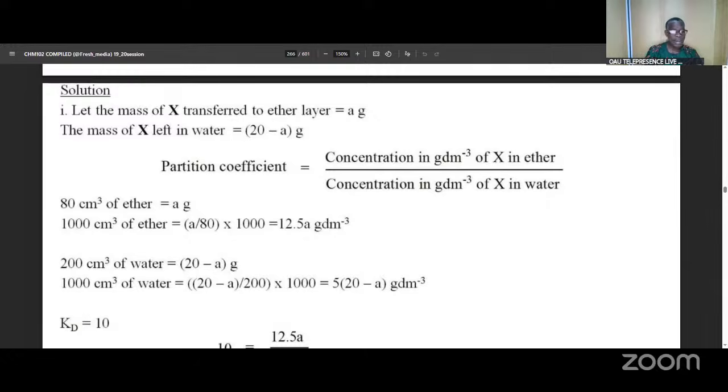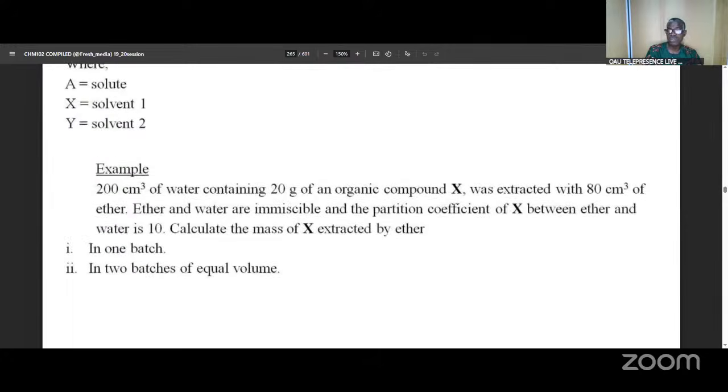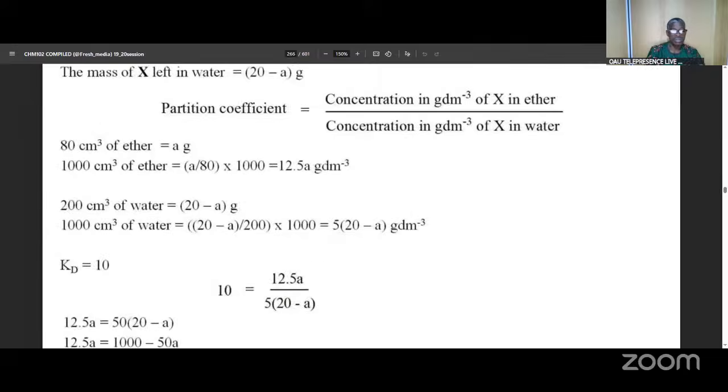Now, our partition coefficient given, if you go back in that question, between ether and water is 10. If it is between water and ether, it will be 1 over 10. So let us take note of that. The partition coefficient Kd of X between ether and water is 10, but if it is between water and ether, then it will be the reciprocal of that, that is 1 over 10. Now, let's go back to our calculation.